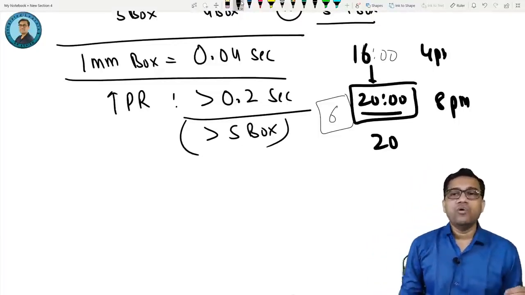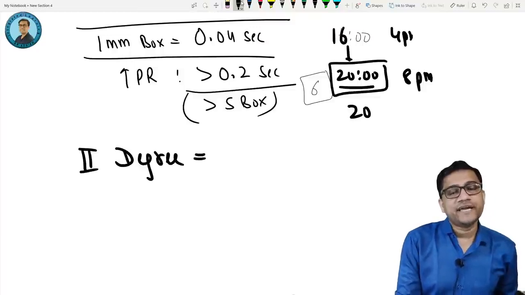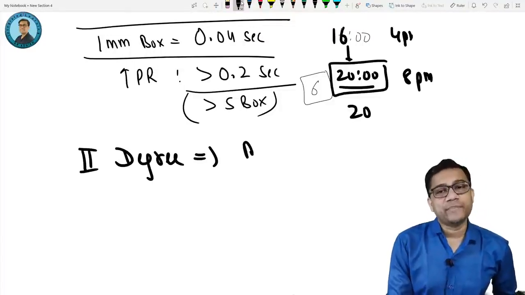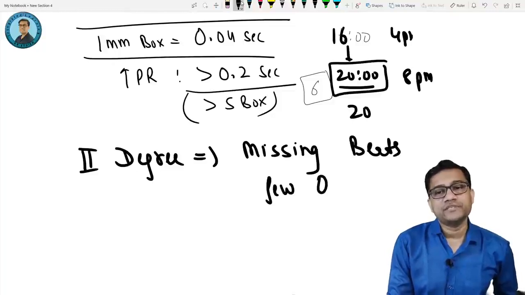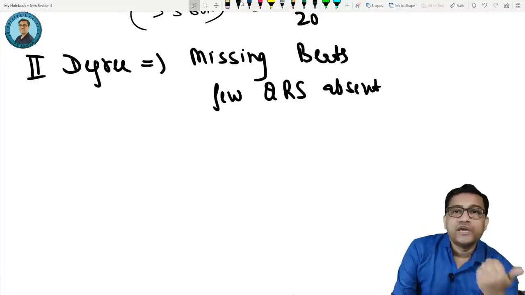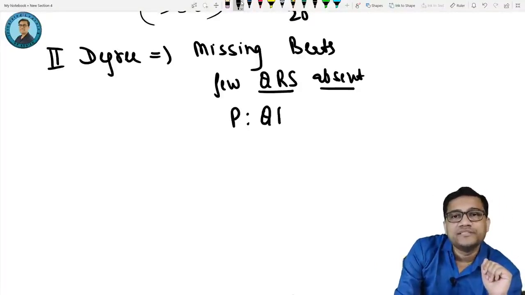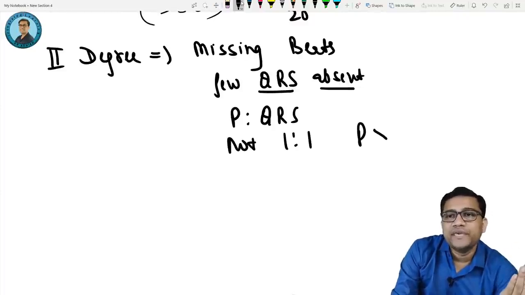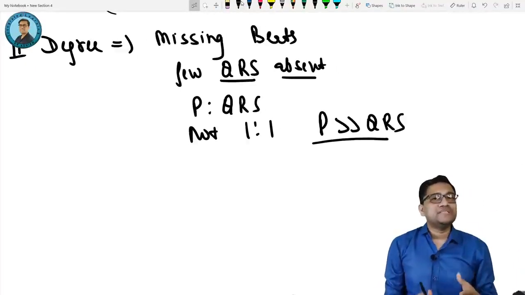Now, what happens in second degree? So write down second degree. There are now missing beats. What happens? A few QRS are missing. Are you clear? So what is missing? Now the QRS are missing. If the QRS are absent, the P to QRS ratio is not 1 by 1. Rather, P waves are more than QRS in number. Are you clear? So in second degree, what is happening? The beats are missing, missing beats.